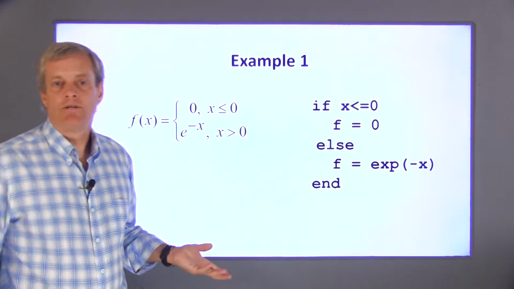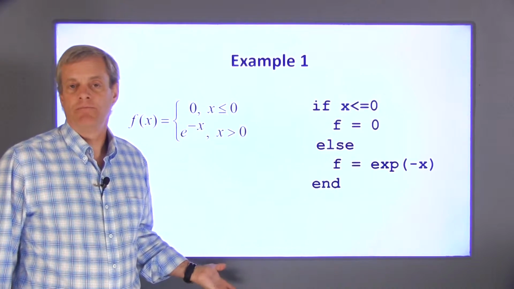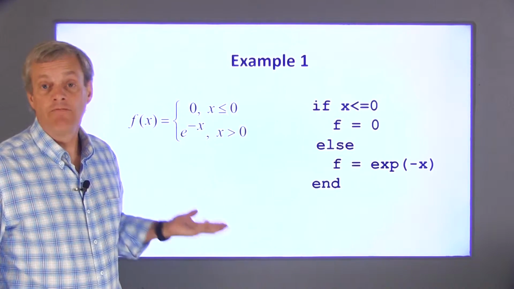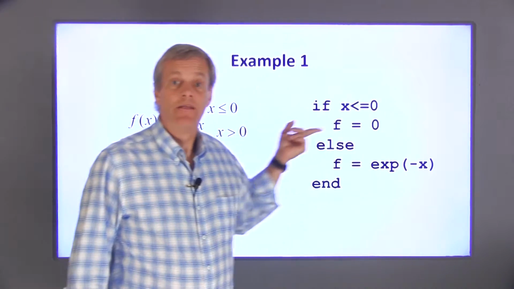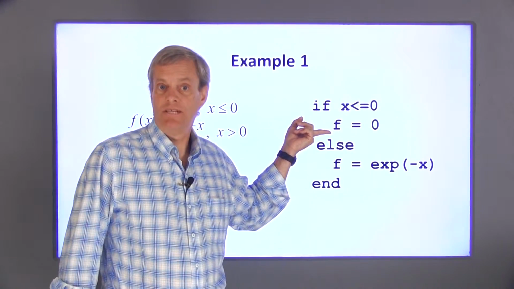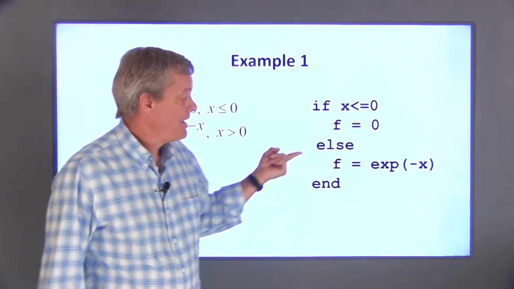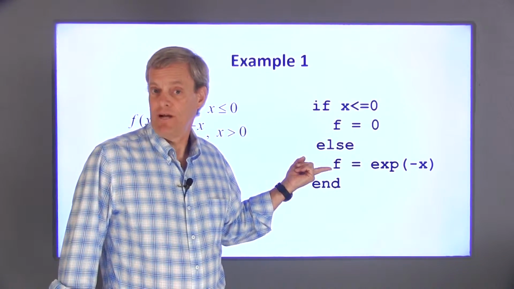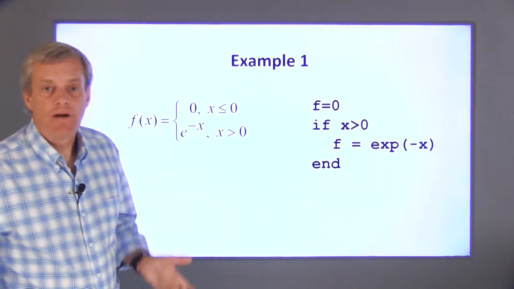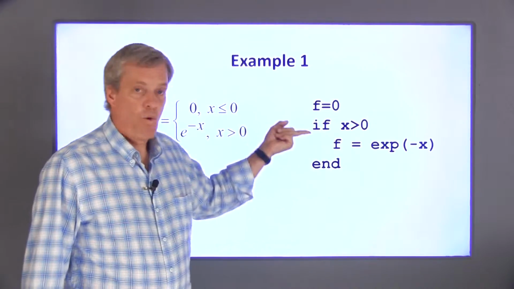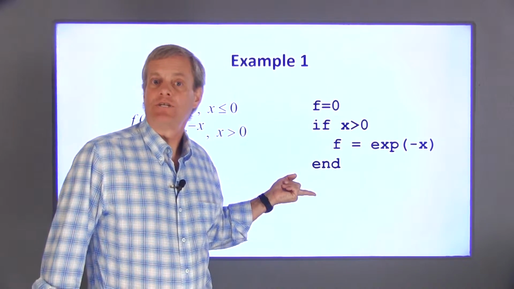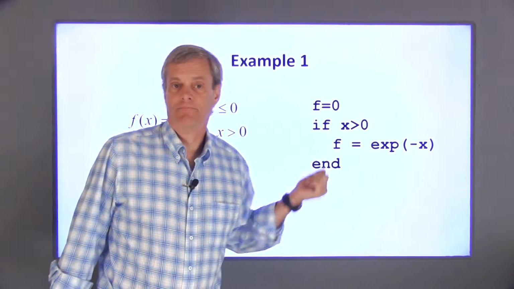There are a variety of alternate ways this same logic could be implemented. For example, I could invert the logic by first checking to see whether x is greater than 0, then setting f equal to e to the minus x if that's true, and set f equal to 0 if it's not true. Another possible implementation is to always set f equal to 0 and then only change the value of the function if x is greater than 0.